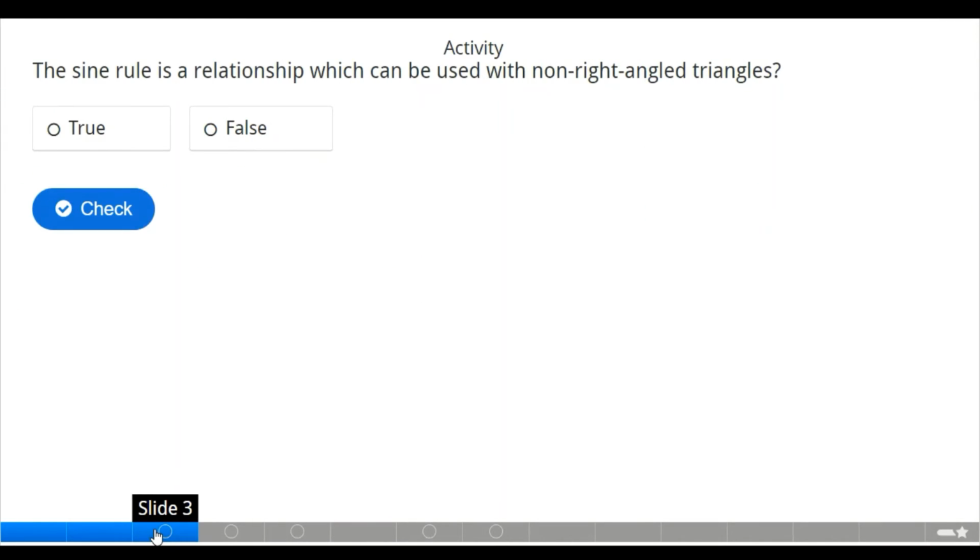Now with that, we're going to be looking at this activity. The sine rule is a relationship which can be used with non-right angle triangles, which is true. We can't use it for a right angle triangle. So that is true.